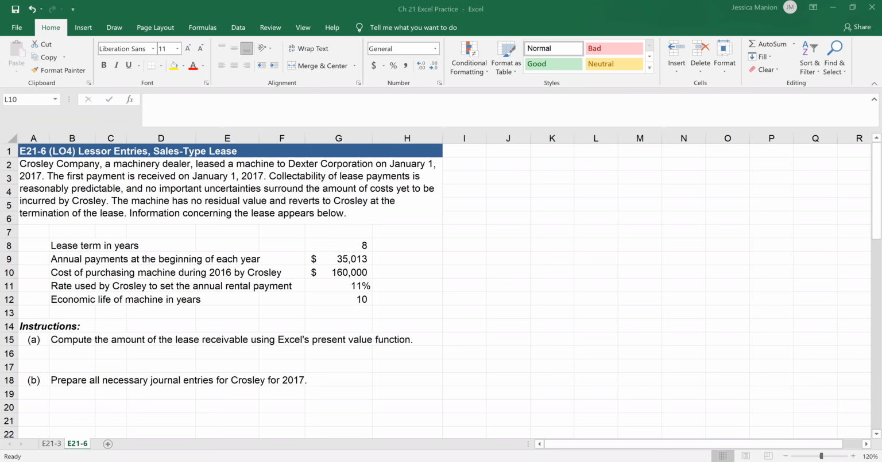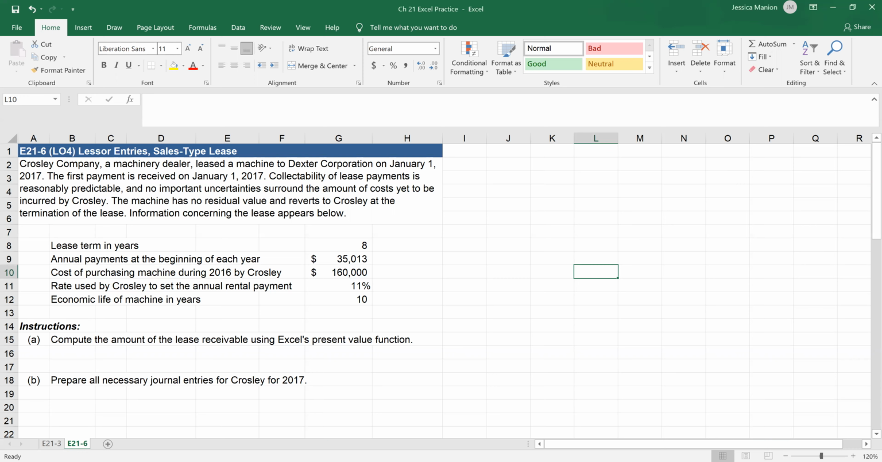But with a sales type lease, as we mentioned in class, there is a difference between the fair value and the cost of the asset. So we have to recognize some cost of goods sold and gross profit, because we're leasing the asset for more than it cost. The fair value does not equal the cost of the asset, and that's what we're going to be looking at with this one.